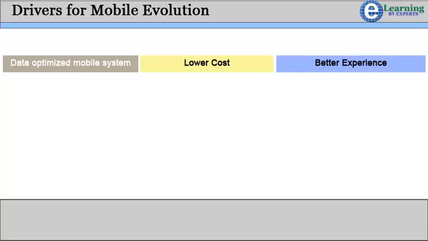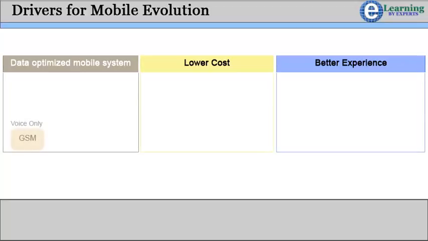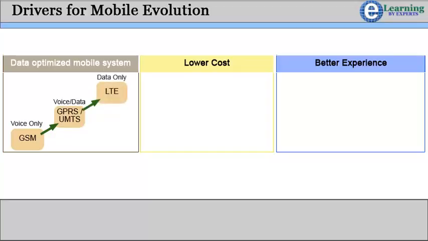As we will study in this course, GSM technology supports voice but very limited data capabilities. With the evolution of GPRS and UMTS, networks supported both data and voice. The latest LTE technology is all IP-based and voice is carried using voice over IP or VoIP technology.